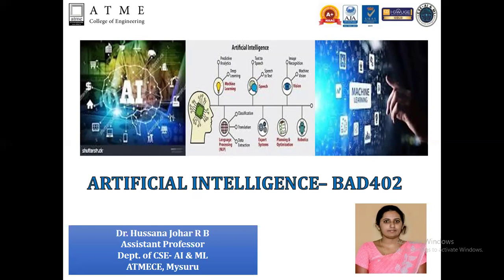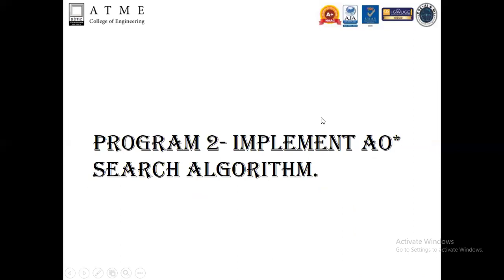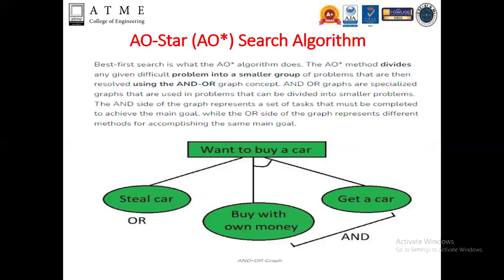Today I'll be explaining Artificial Intelligence Lab program number 2, that is, implement AO star search algorithm. Just have a look at what exactly the AO star search algorithm is. It is similar to the best first search algorithm, where we are finding the shortest path between the source and the destination node.